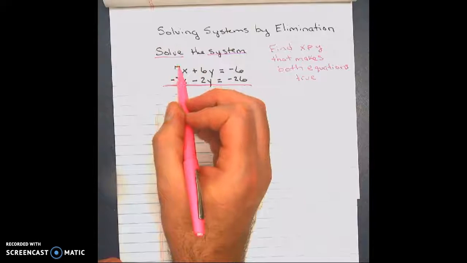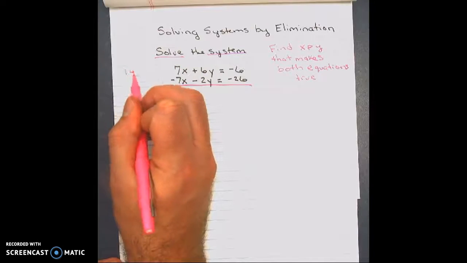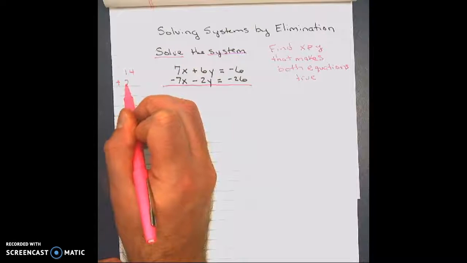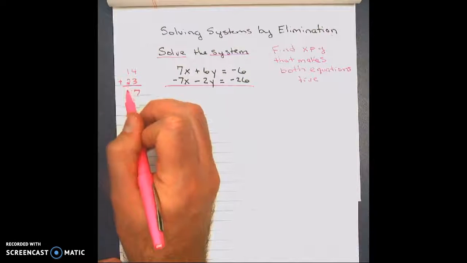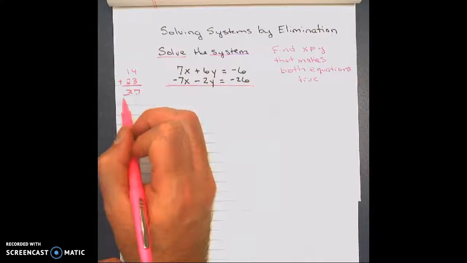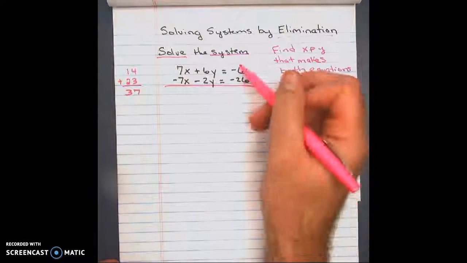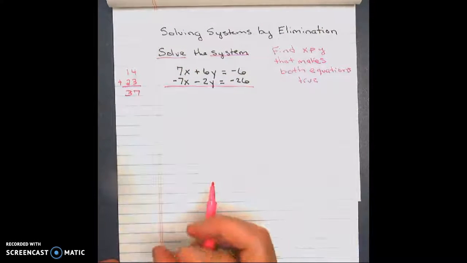We're going to just add straight up and down, just like if you were going to add 14 to 23, you would add straight down. 4 plus 3 is 7, 1 plus 2 is 3, and you would get an answer of 37. We're going to add straight down these problems.